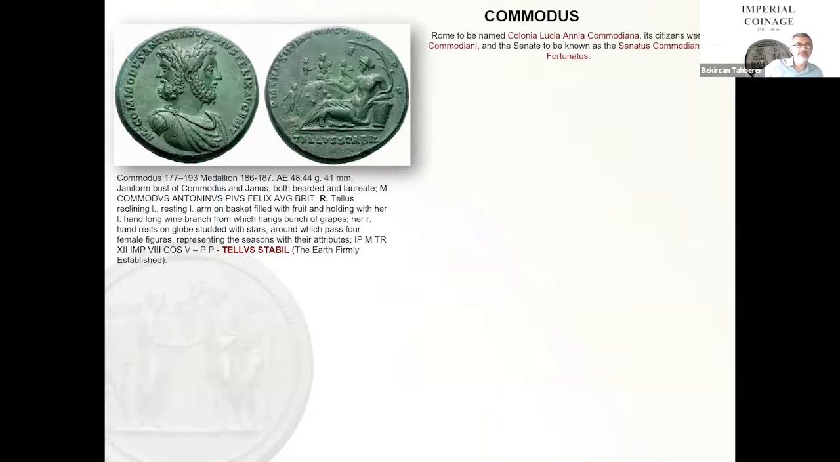Now, going back to Commodus, he was not a good emperor. He was a disgrace to his father, yet numismatically, he or his mint officials created some of the most beautiful medallions and coins for him. He was a megalomaniac, and he demanded that Rome be named Colonia Lucia Annia Commodiana, its citizens be Commodiani, and the Senate be known as the Senatus Commodianus Fortunatus.